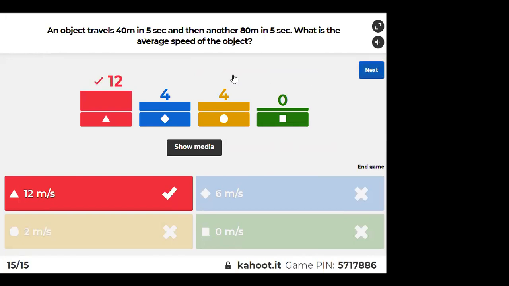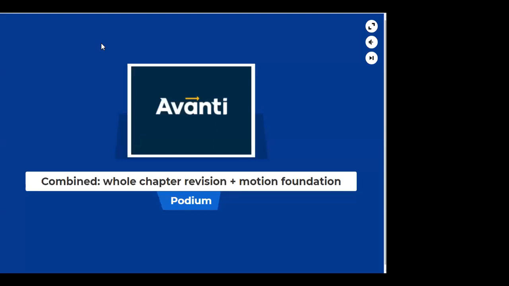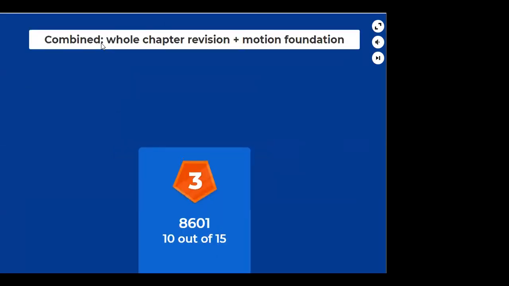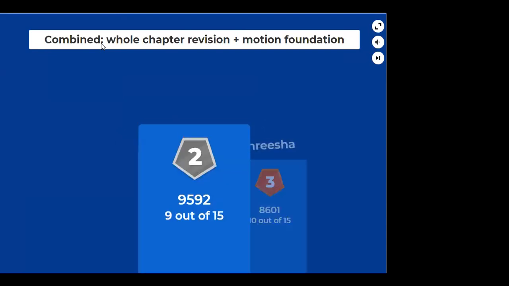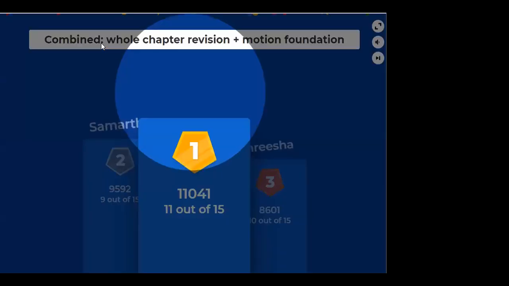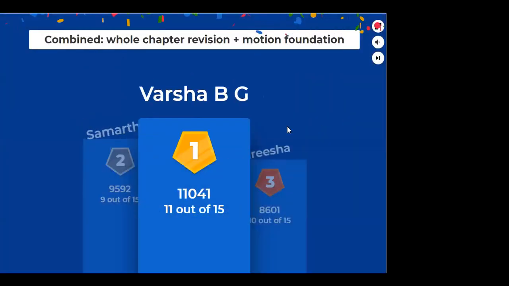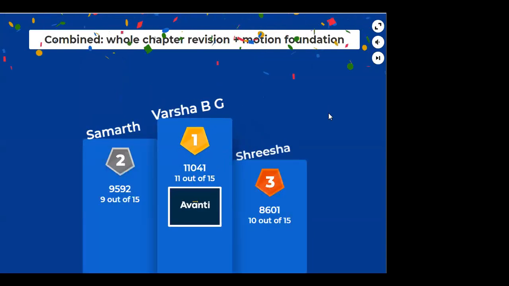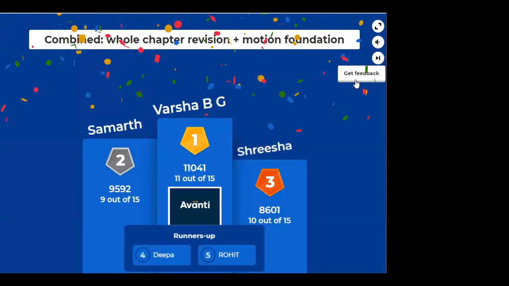Okay, so let us see the podium. Third, Shrisha, 10 out of 15. Samarth, 9 out of 15. Second position, I guess it is Varsha, 11 out of 15. Fourth, Deepa, fifth, Rohit.